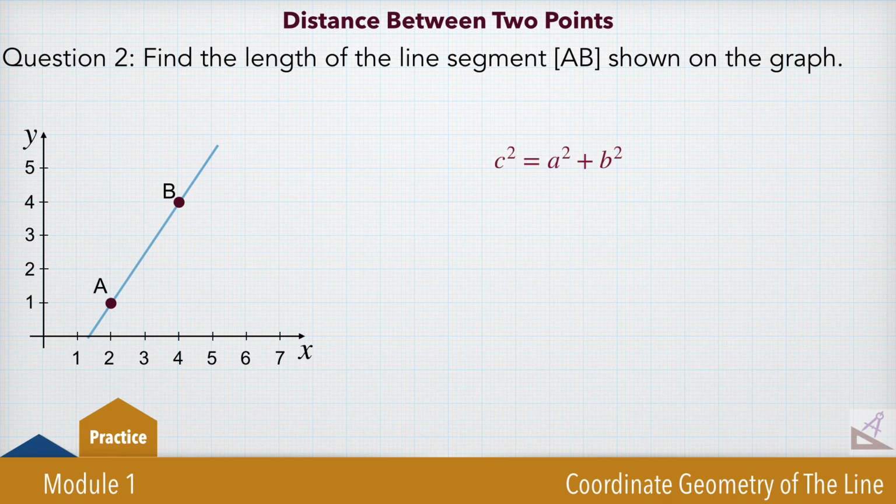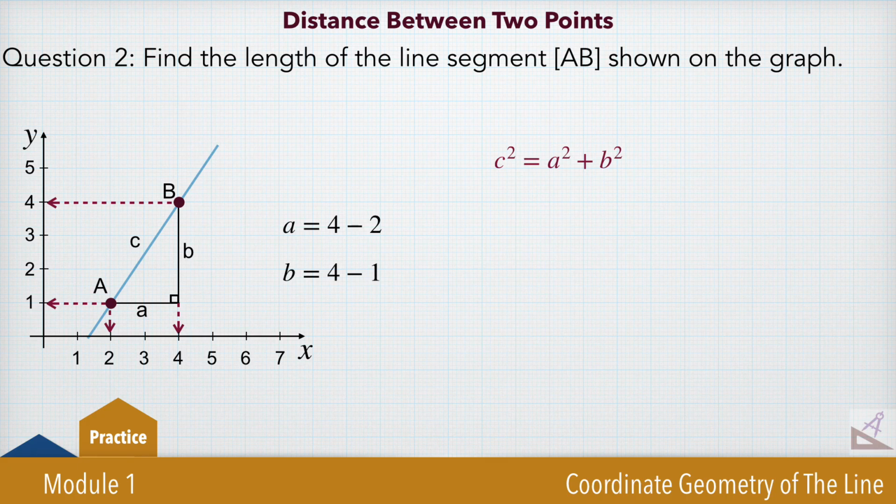To start, we construct a right-angled triangle with the line segment AB as the hypotenuse. The length of the horizontal side can be read directly from the x-axis, where the length of A is 4 minus 2. The vertical side is read directly from the y-axis, where the length of B is 4 minus 1. Substituting these values into the equation gives us c squared equals 2 squared plus 3 squared. Simplifying gives us c squared is equal to 13.